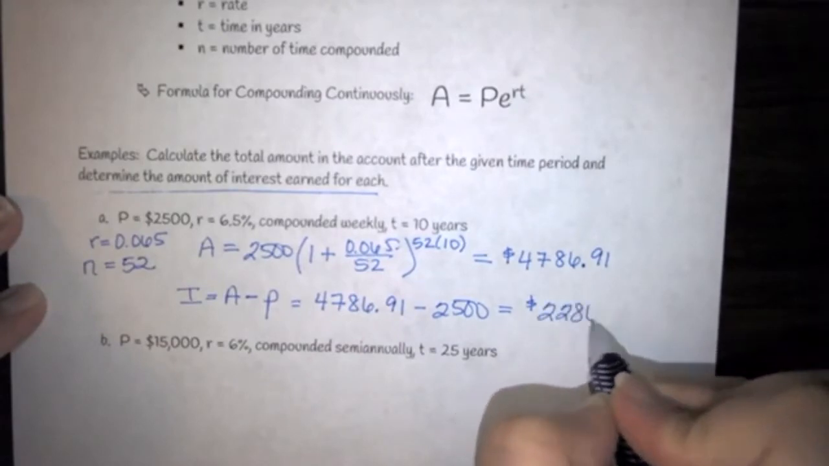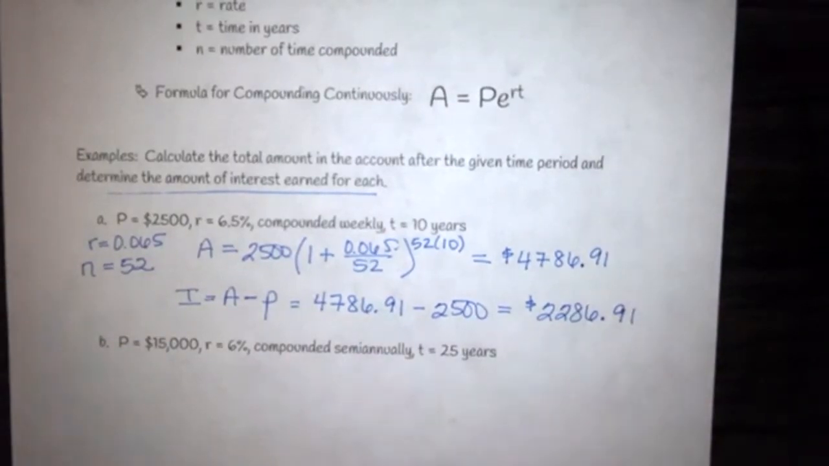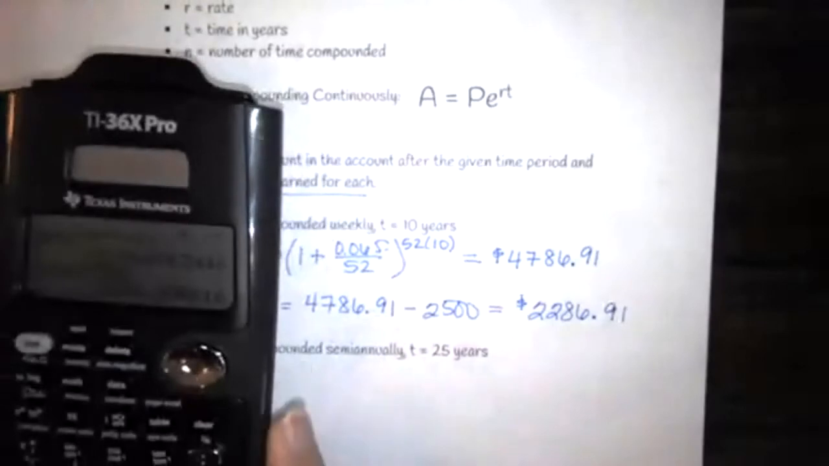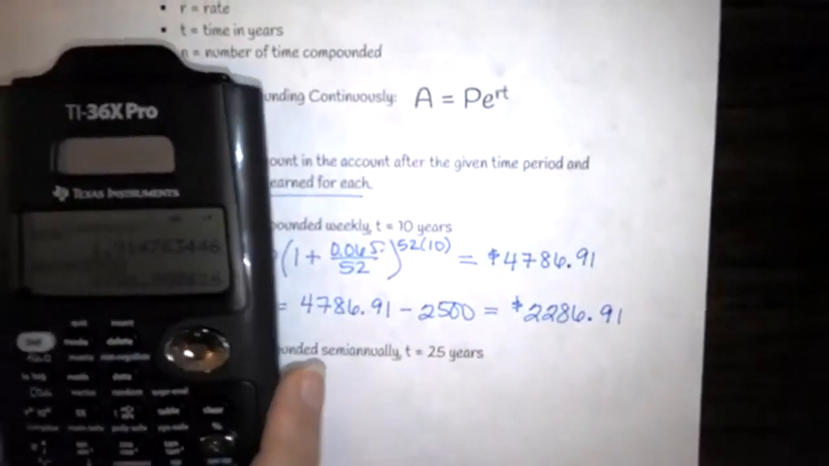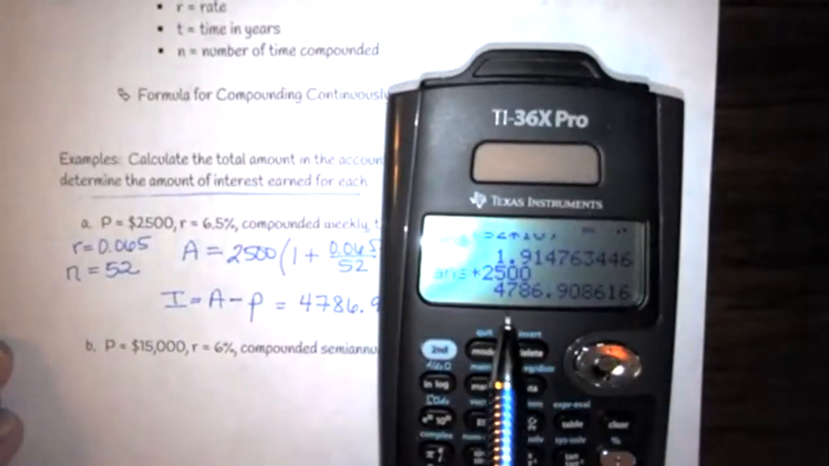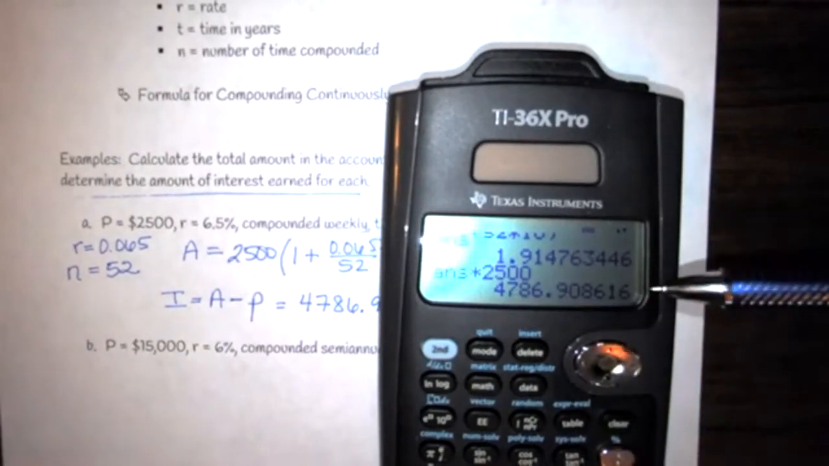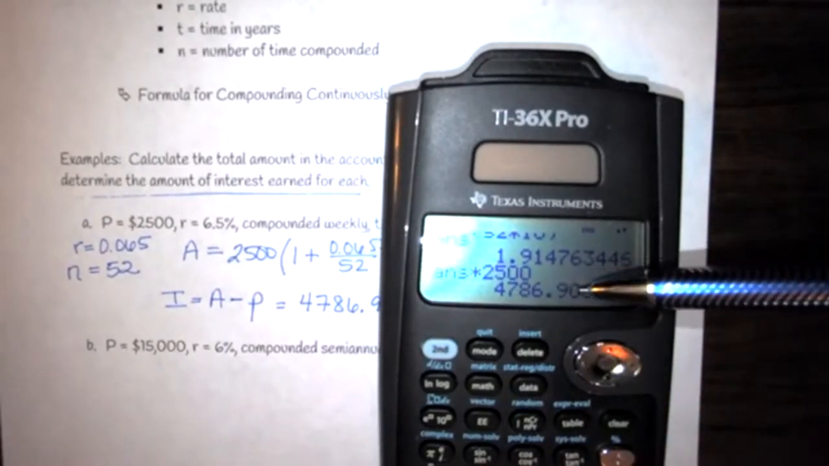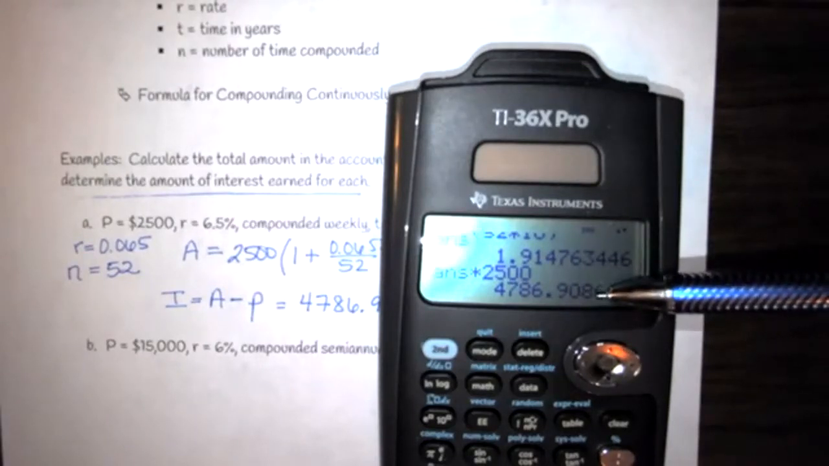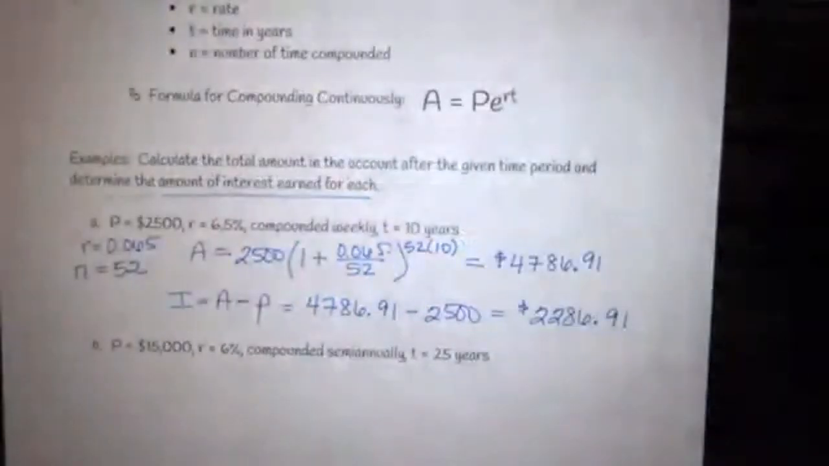So $2,286.91. Now, just as a refresher, if you look at my decimal, okay, so notice it says 4786.908616. Well, here, the only thing I care about is the 2 digits, so 90, but then I want to round, so I'm going to look at that third. Because this third is an 8, it means 0 rounds up to 1. So don't forget your normal rounding values.